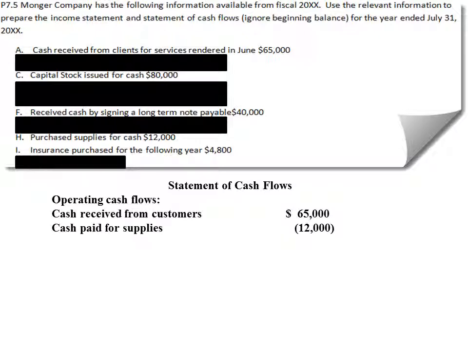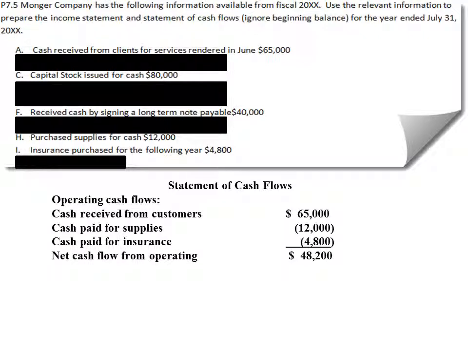Cash paid for supplies, that's operating. That's on a day-to-day basis. That's going to be less $12,000. Okay, and cash paid for insurance, that's an operating expense, in this case $4,800. Our cash flow from operating, in this case, we have a positive net cash flow of $48,200. So what's our financing cash flow?